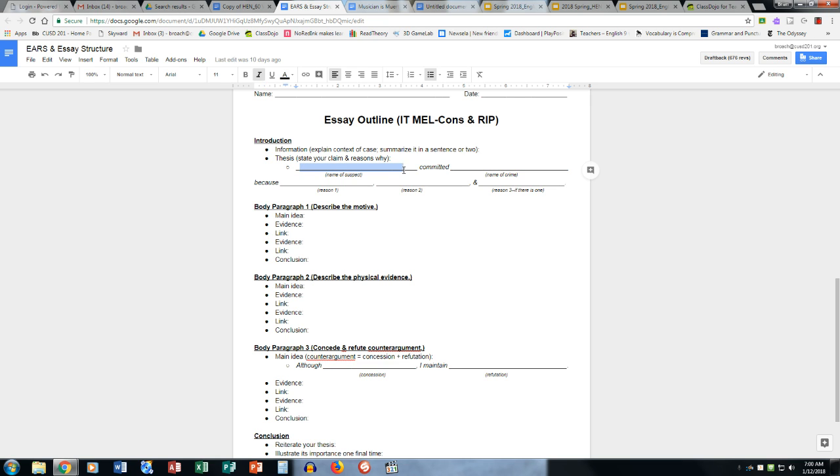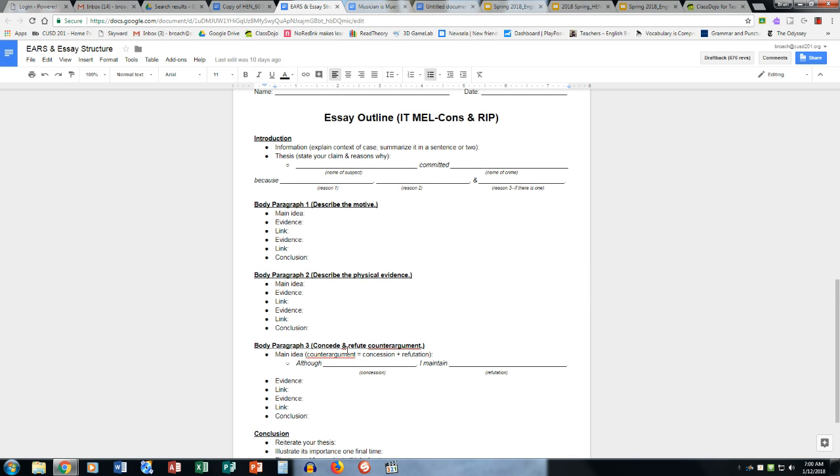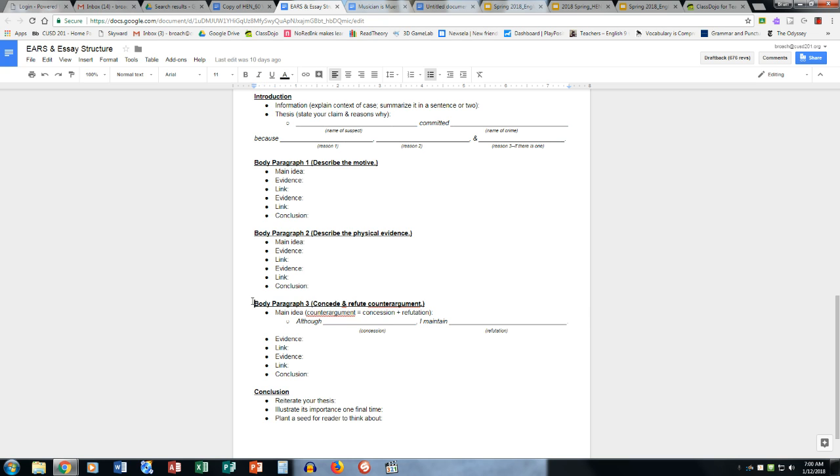Name of the suspect, what did he or she do, and what's our reasoning? So we'll say because, reason 1, 2, and then possibly 3 if there is a third reason. Body paragraph 1 will be about the motive. Body paragraph 2 will be about the physical evidence. And body paragraph 3 could be about more physical evidence if there's a lot, or most of the time it'll be our counter argument where we concede and refute.